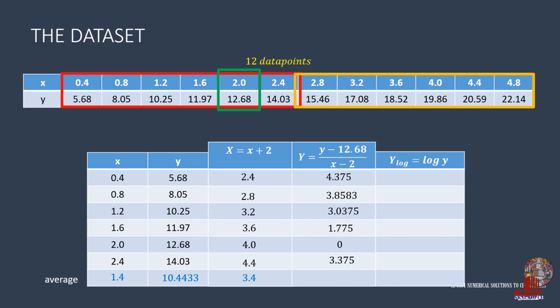Take the average of all the capital Y values and get 2.7368. Then for the last column, capital Y is just the logarithm of the original y, which is the small y. So the logarithm of 5.68 is 0.7543. The log of 8.05 is 0.9058. The logarithm of 10.25 is 1.0107.